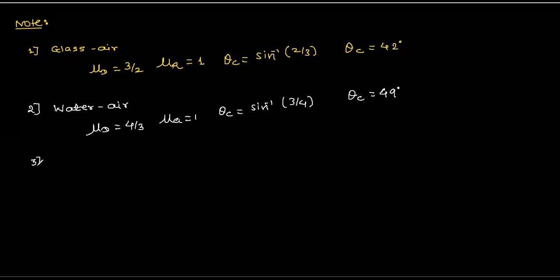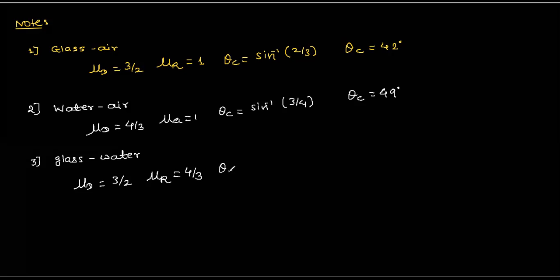Okay. Third one, glass and water interface. Now which one is rarer and which one is denser? Water is rarer, glass is denser. So therefore mu d is equal to 3 by 2, mu r is equal to 4 by 3, theta c is equal to sine inverse of 8 by 9. And here the critical angle is equal to 63 degree for the glass water interface.